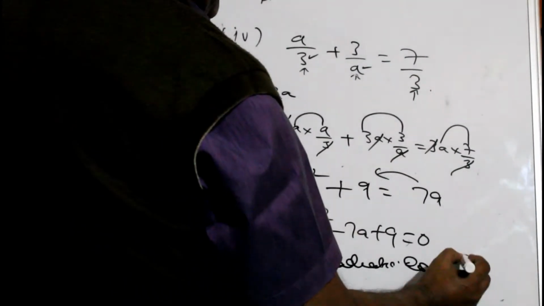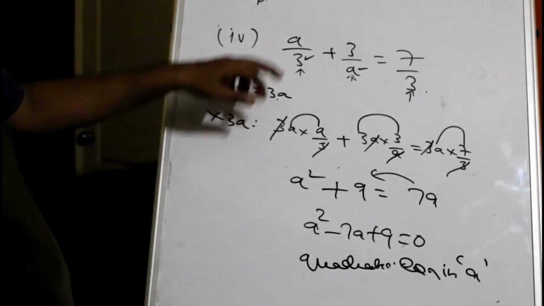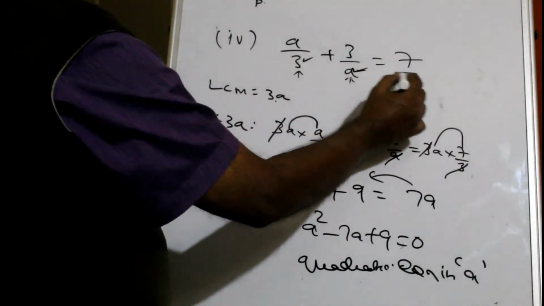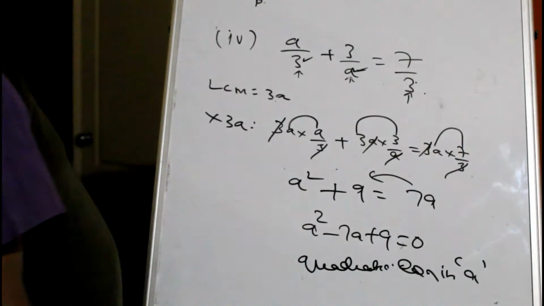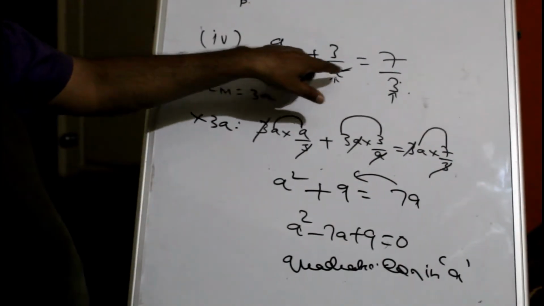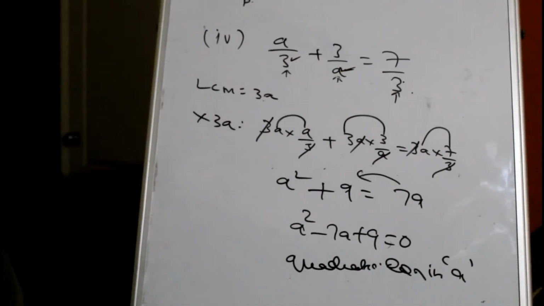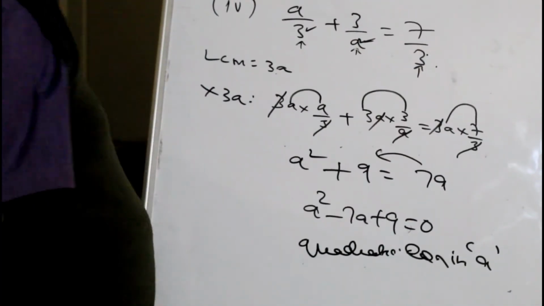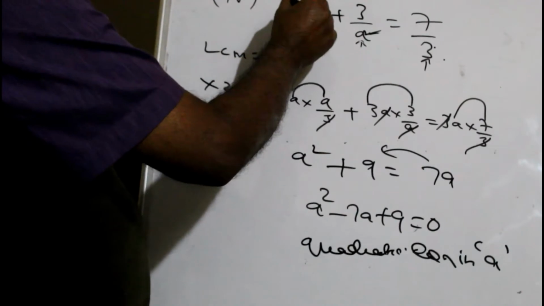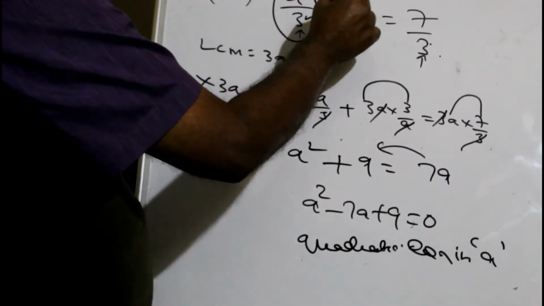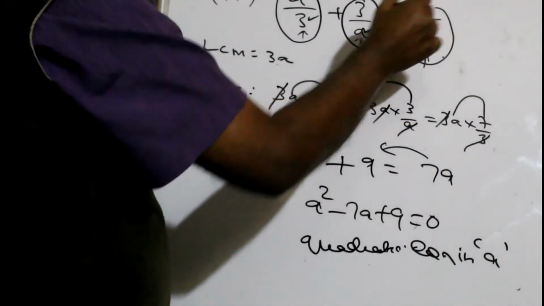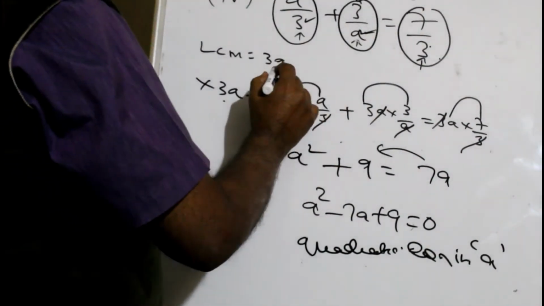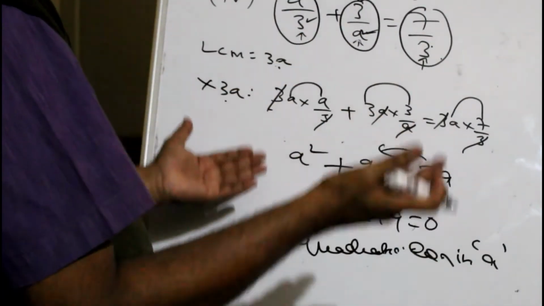Quadratic equation in variable a. So again I repeat, a by 3 plus 3 by a is 7 by 3. For 3a and 3, the LCM is 3a. So you have to remove the denominator. For that we take the LCM. So one method is you can take the LCM and cross multiply, or you can multiply all the 3 fractions 1, 2, 3 by the LCM 3a. When you multiply all the three fractions by the same LCM, the equation remains balanced.